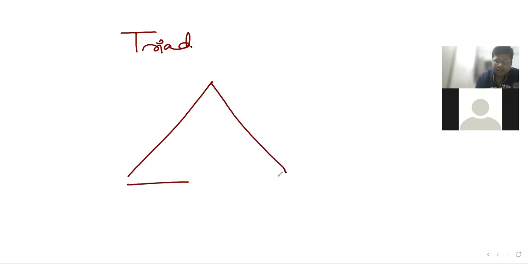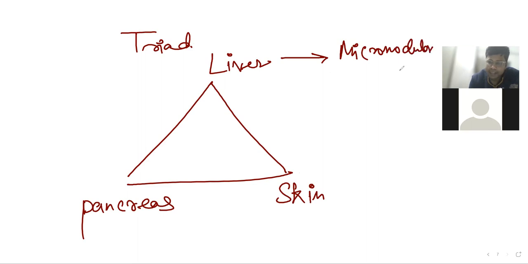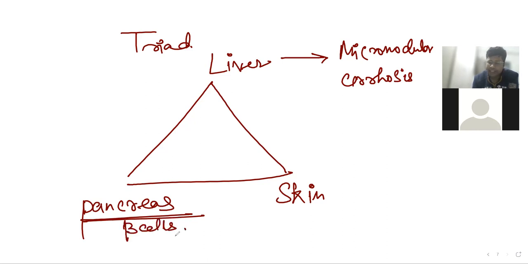Now in males, it is characterized by a triad. So what is the triad? In hemochromatosis, the liver is affected, then the pancreas is also affected, and also the skin is affected. The liver is affected and it causes micronodular cirrhosis, a specific type of cirrhosis. You have to remember that. In the pancreas, it alters the beta cell function, and if beta cell function is altered, there is insulin deficiency, and that leads to diabetes mellitus.